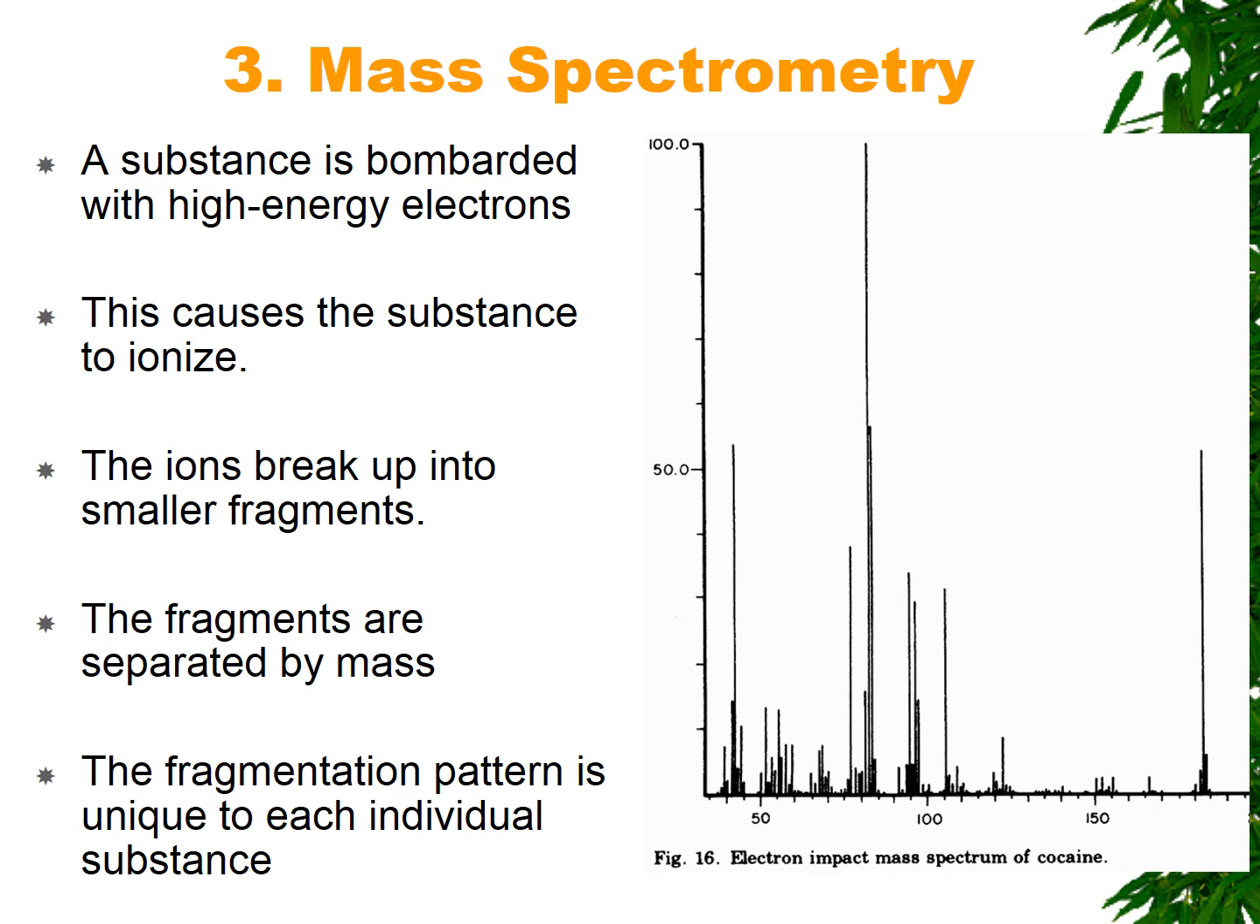The next one is mass spectrometry. So a substance is bombarded with high energy electrons. So this causes the substance to ionize. The ions break up into smaller fragments and the fragments are separated by mass. And then the fragmentation pattern is unique to each individual substance. Okay, dia punya fragmentation patterns of kita punya ions tadi tu yang membezakan lah what type of drug is it.